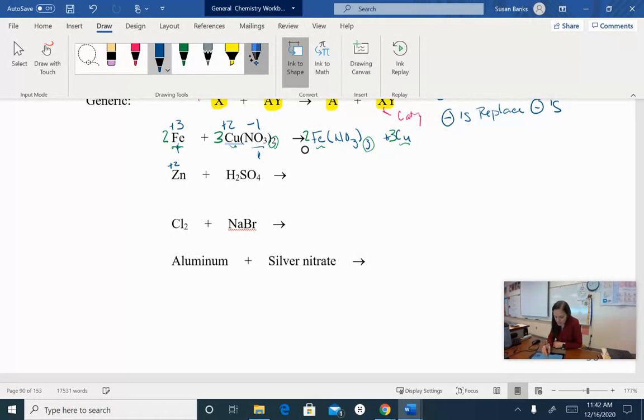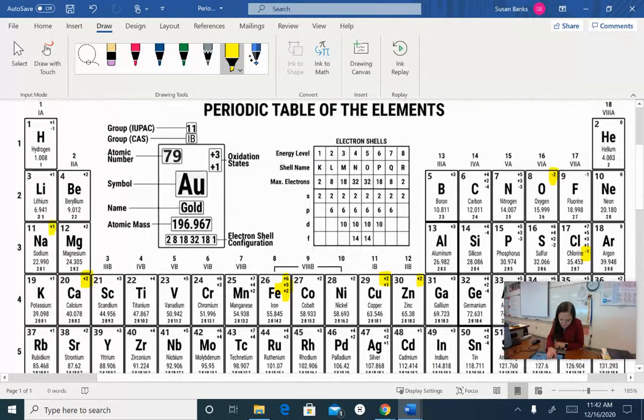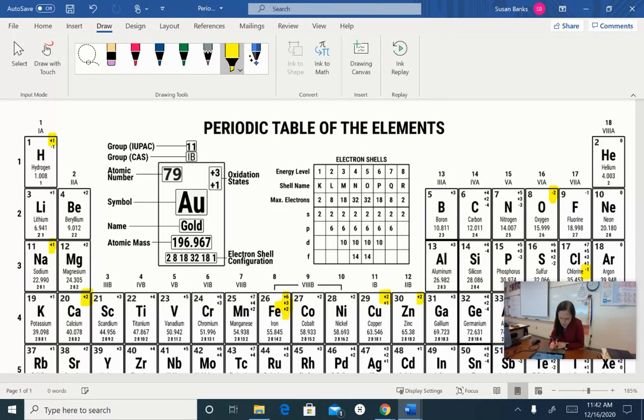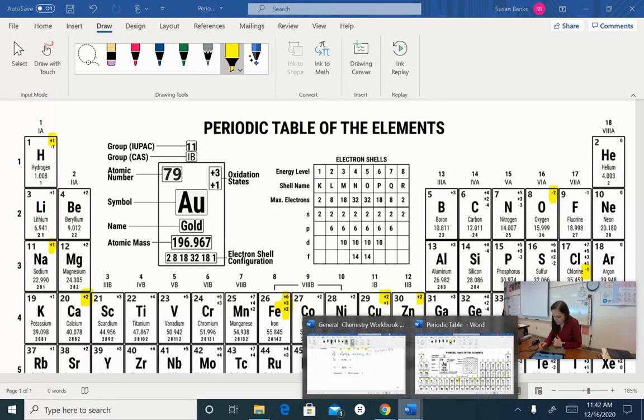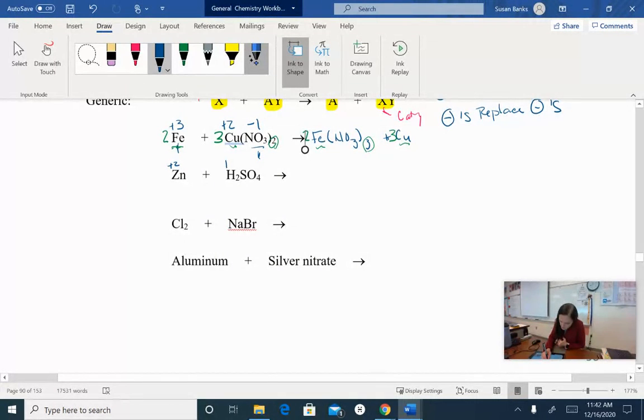And let's see, hydrogen has a +1 charge when we are usually making ionic compounds. So this is a +1. And sulfate, SO4, if you look up on the polyatomic sheet, this is a polyatomic, and it has a -2 charge. Okay, so our next question is, do I have two positives that can switch places with each other, or do I have two negatives that can switch places with each other?